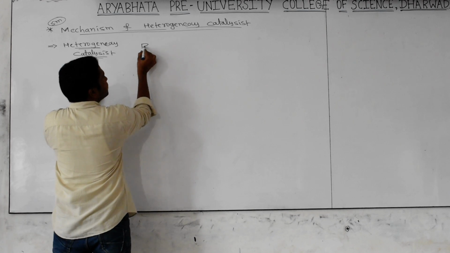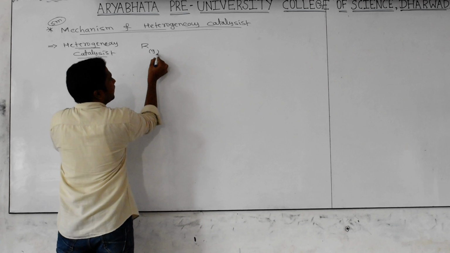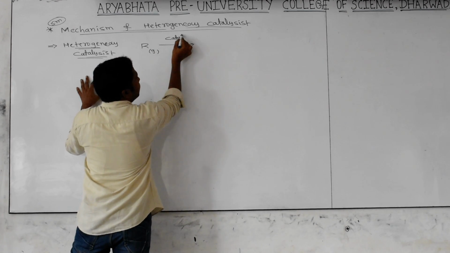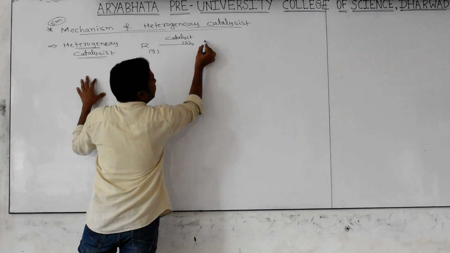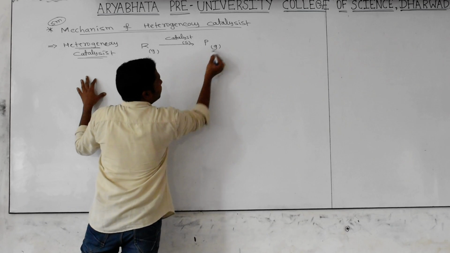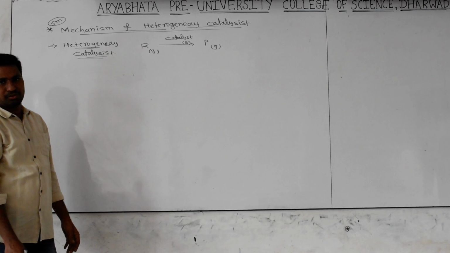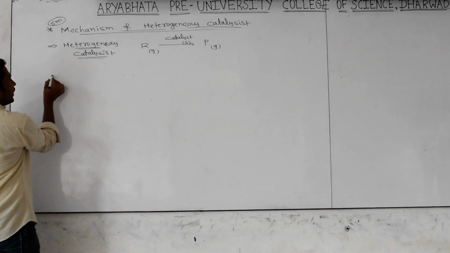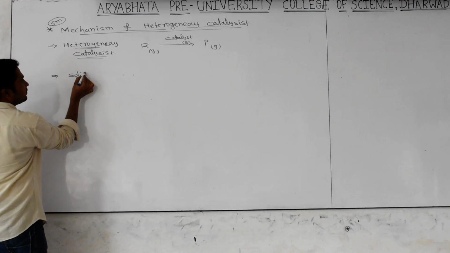See, reactants will be there, and those reactants are in the gas phase. We take a catalyst, which I am taking in the solid phase, and we get products, which also appear in the gas phase. Such a catalytic reaction is called heterogeneous catalysis. Observe very carefully. Next point, I am explaining about the solid catalyst.